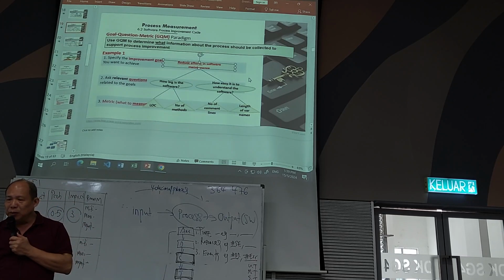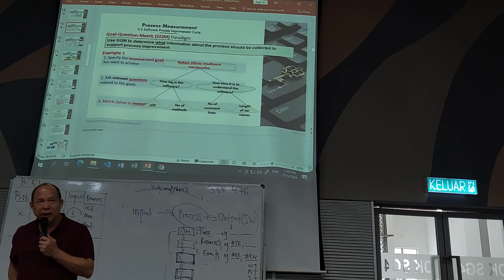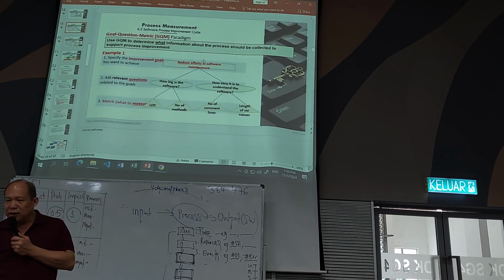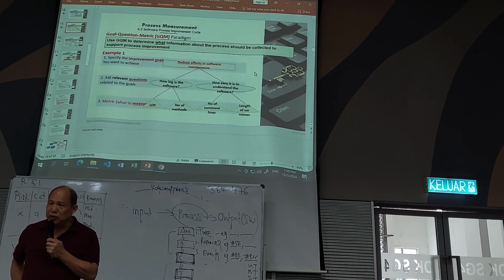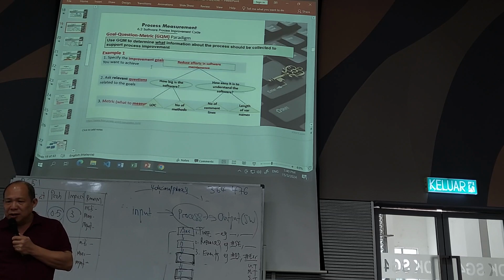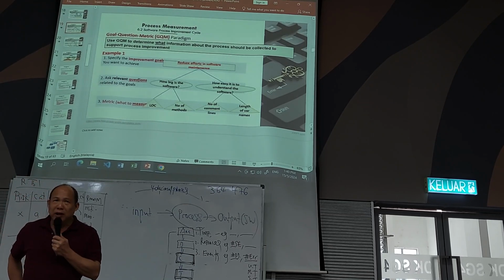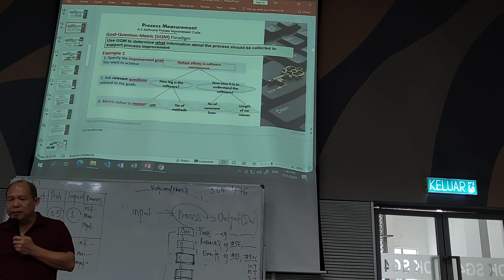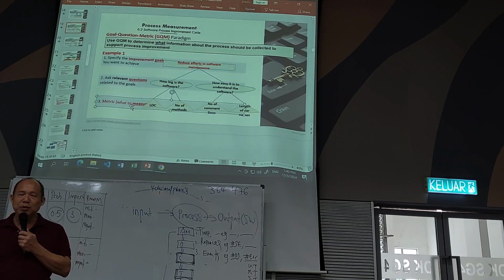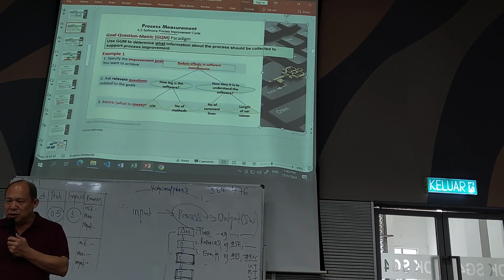For example, you may want to improve the amount of time needed to maintain software. So you want to improve the amount of time you spend doing software maintenance. So GQM is: specify the goal, then find out the relevant questions related to the goal, and they will help you decide what to measure.